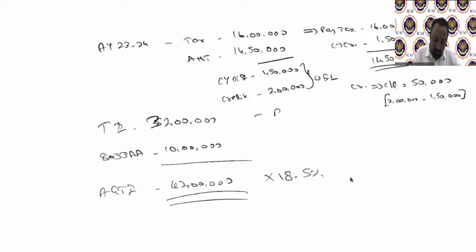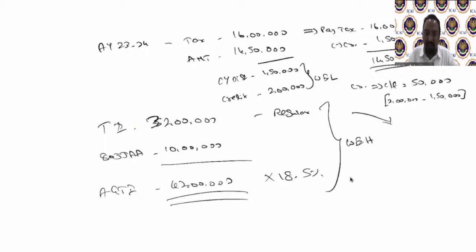Whichever is higher becomes the tax. So you calculate regular tax rate on 32 lakhs. How much will it be? For the first 10 lakhs, it is 1,12,500, plus 22 lakhs into 30%, so it will be 6,60,000. So it will be 7,72,500. So this is your regular tax.